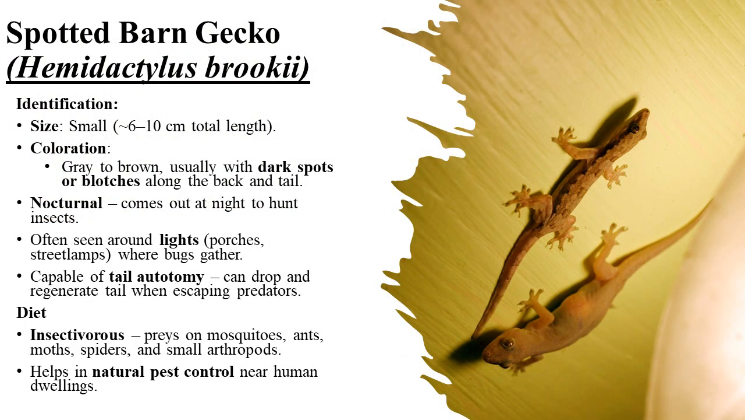Spotted barn gecko. Small size, approximately 6 to 10 centimeters in length, coloration grey to brown, mostly nocturnal, comes out at night to hunt insects. Diet includes insects, preying on mosquitoes, ants, moths, spiders, and small arthropods, helping in nocturnal pest control near human dwellings.